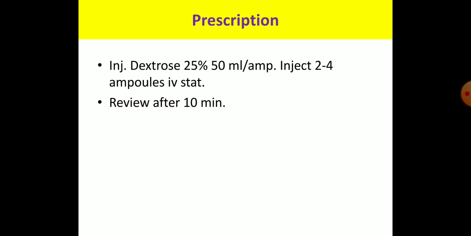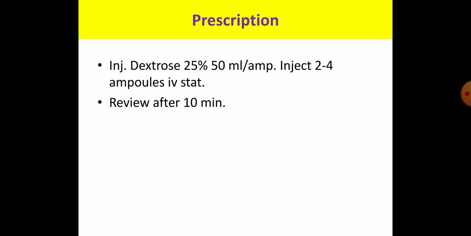And here, as the patient is unconscious, you have to administer the drug by the intravenous route. So injection dextrose 25%, 50 ml per ampule, inject 2 to 4 ampules IV stat. You have to administer the 4 ampules IV stat and you have to do frequent review. Now this is not a fixed dose for a case of hypoglycemia. You have to frequently check, and according to the blood sugar and the clinical picture of the patient, you have to change the dose and the drug. So this is all about the treatment of hypoglycemia.